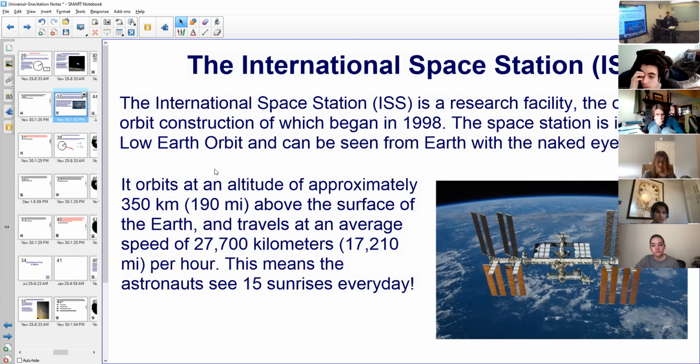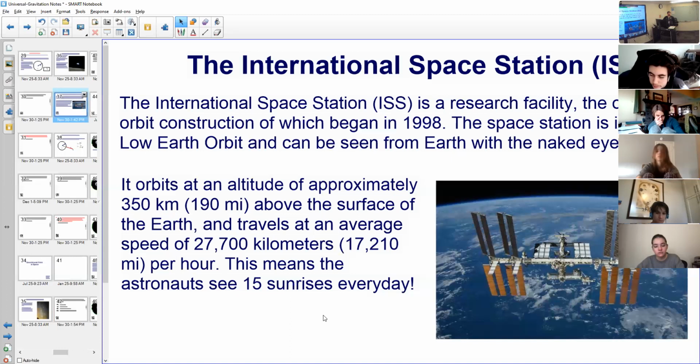Someone else in the Zoom, want to read this one for us? The International Space Station is a research facility, the on-orbit construction of which began in 1998. The space station is in a low Earth orbit and can be seen from Earth with the naked eye. It orbits at an altitude of approximately 350 kilometers above the surface of the Earth and travels at an average speed of 27,700 kilometers per hour. This means the astronauts see 15 sunrises every day.